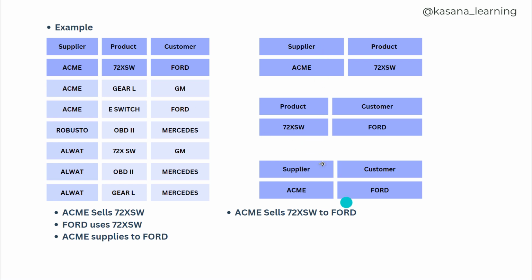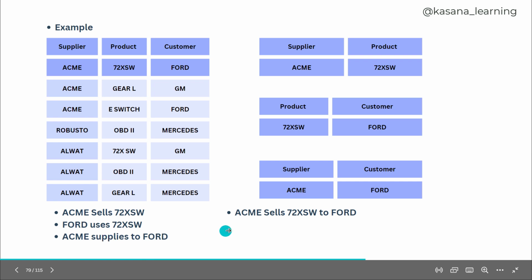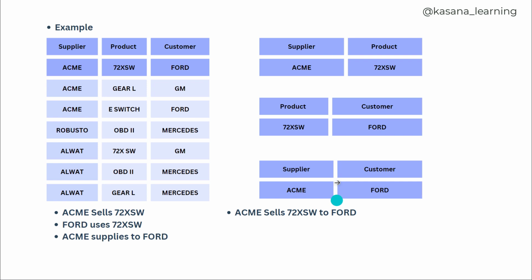We don't know. By individual relations we can conclude these three statements, but we can't conclude that Acme sells 72X SW to Ford from these three individual relations. So we can say that this is not preserved, or we can't conclude it. That's why fifth normal form says that if there is no loss of information after rejoin, then you can divide the table. Otherwise, you must not do so.